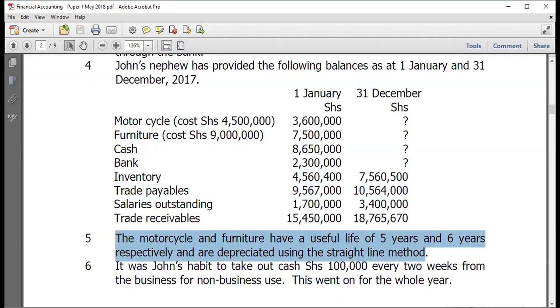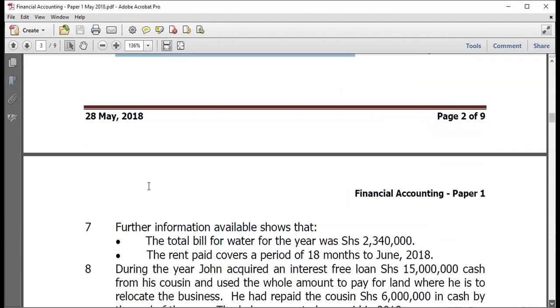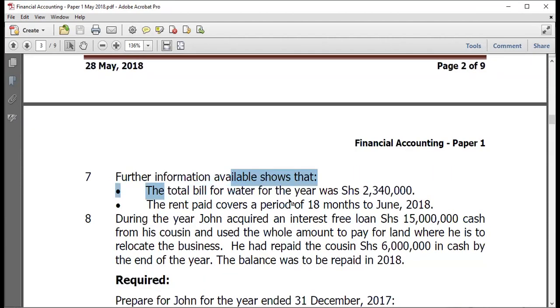John's habit of taking out money, those are drawings. They don't relate to what I'm doing. The total bill for water, these are not relevant to payments to creditors. These are expenses. These are, remember, purchases.